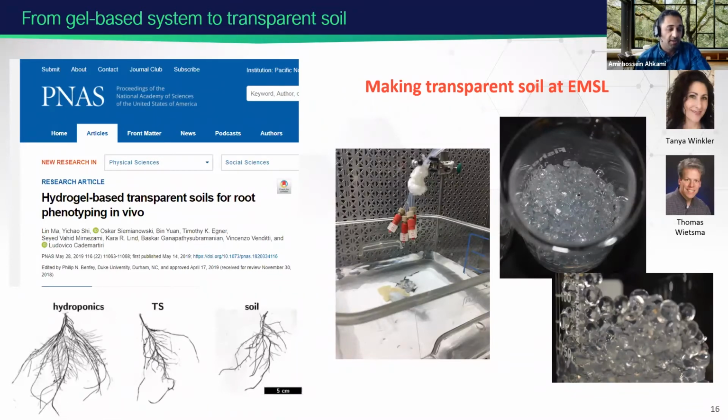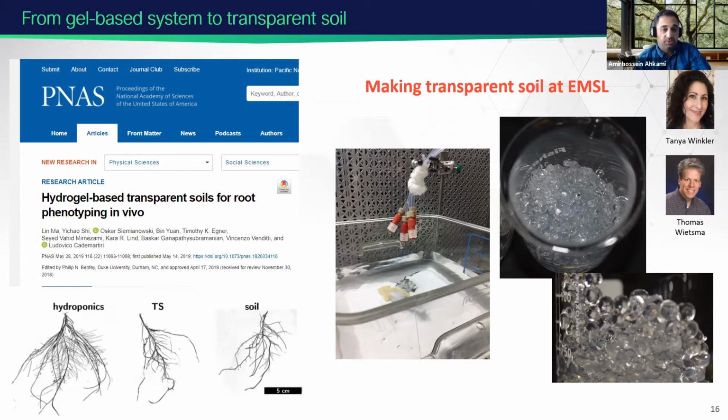In my very last in-person conference about 2 years ago in Arizona, I had a chance to get to know this paper published in PNAS, where the authors describe a porous medium as a hydrogel-based transparent soil that allows for the imaging of root systems in vivo. When making transparent soil, it is important to develop media that have air-filled connected pores, because that medium should show several relevant characteristics of soil.